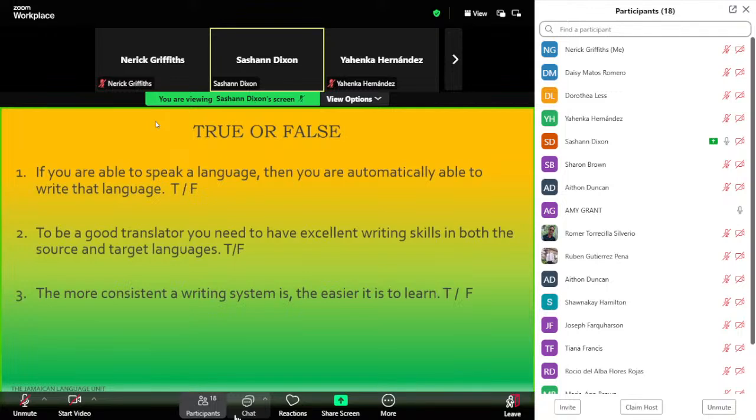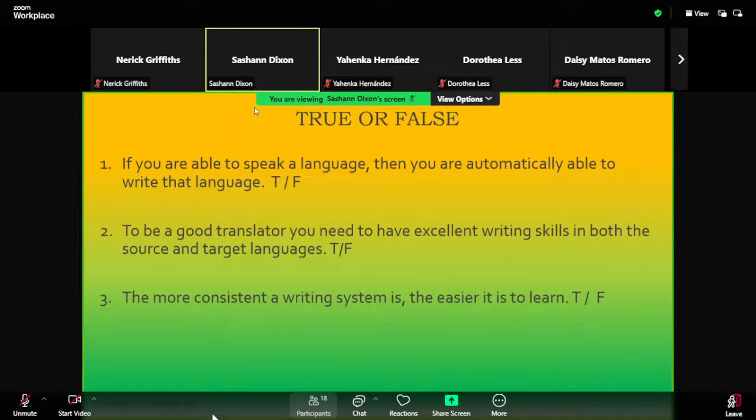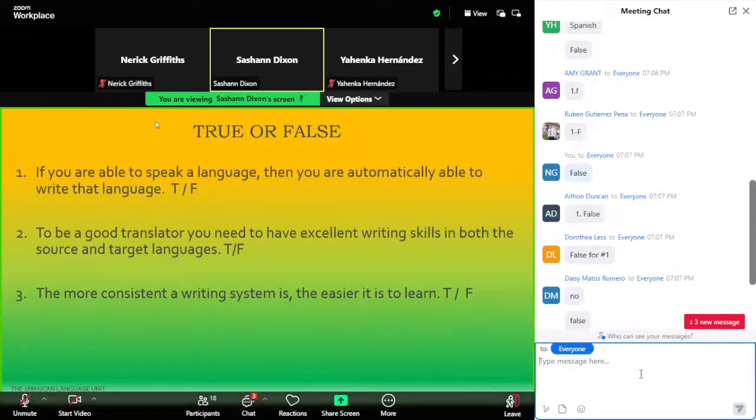To be a good translator, you need to have excellent writing skills in both the source and target languages. True or false? Amy says true. Yahenka, I like that name. Must be, right? True. Good.